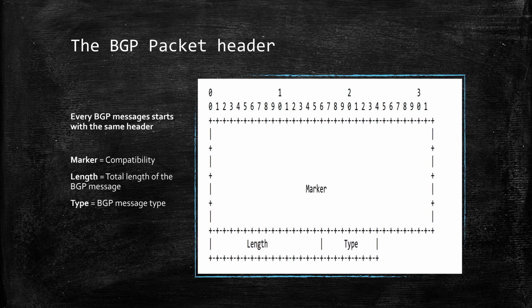Every BGP message starts with the same header. This is a very simple header. It has the total length and the type of the message. The first field, the marker, was used in earlier versions of BGP with authentication. In the last version, it is no longer in use. It must be set to all ones.